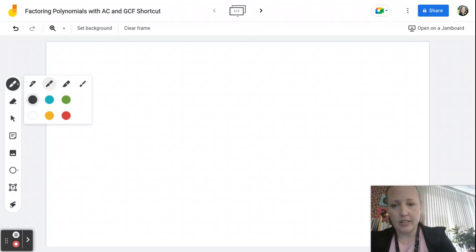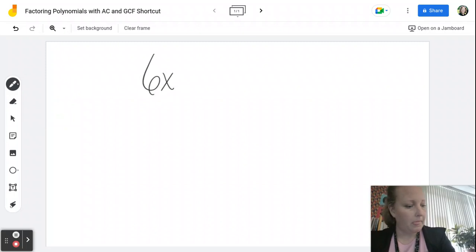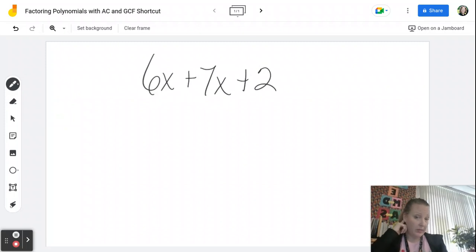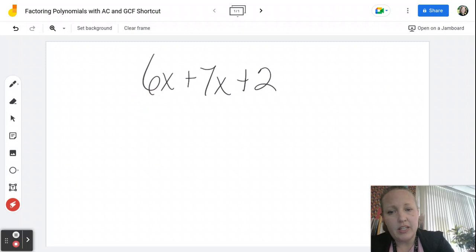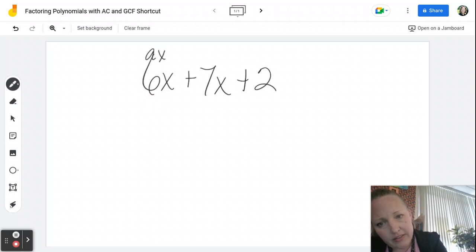We're going to factor the trinomial 6x squared plus 7x plus 2. This method is only applicable to those trinomials with a leading coefficient that is greater than 1. Here we have a 6, right? Again, if the leading coefficient is equal to 1, then this is a much easier situation. So first, this is in the form ax squared plus bx plus c.